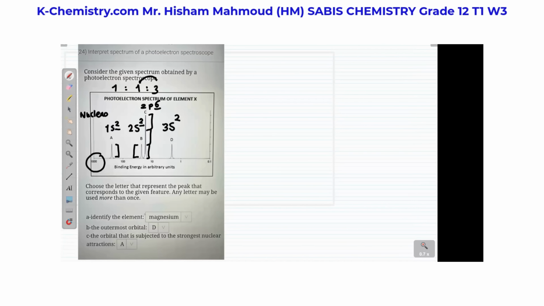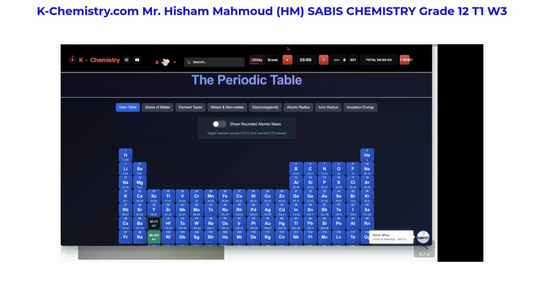In order to identify the element, let's see which element has this configuration: 1s2, 2s2, 2p6, 3s2. Let's go back to our periodic table. Our periodic table tells us that this is 1s2, and this is 2s2, and then this is 3s2. Since you stopped at 3s2, this is your element. It's 3 because it is in period 3, and s2 means it's going to stop here. We said that any element in this group has a configuration that always ends in s2. So this is 3s2.